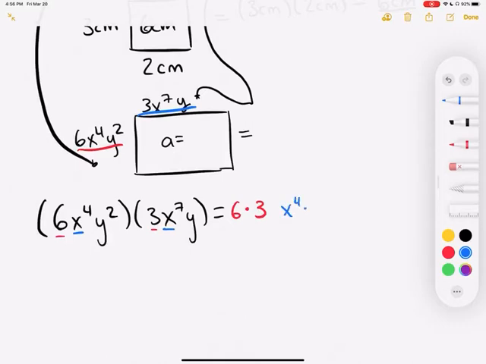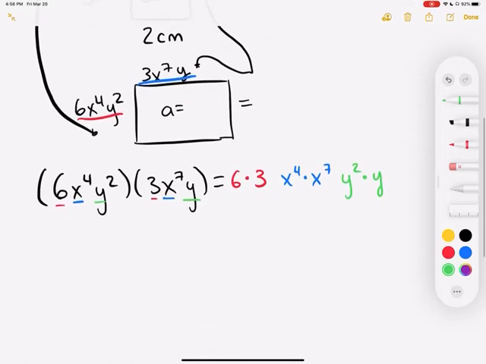That's x to the power of 4 times x to the power of 7. And then the third component of the result is going to be multiplying the y's. So y squared times y to the power of 1, or y, just y by itself. Okay, so let's see what the result is going to be. The numbers are multiplied normally, so 6 times 3, that's going to be 18.